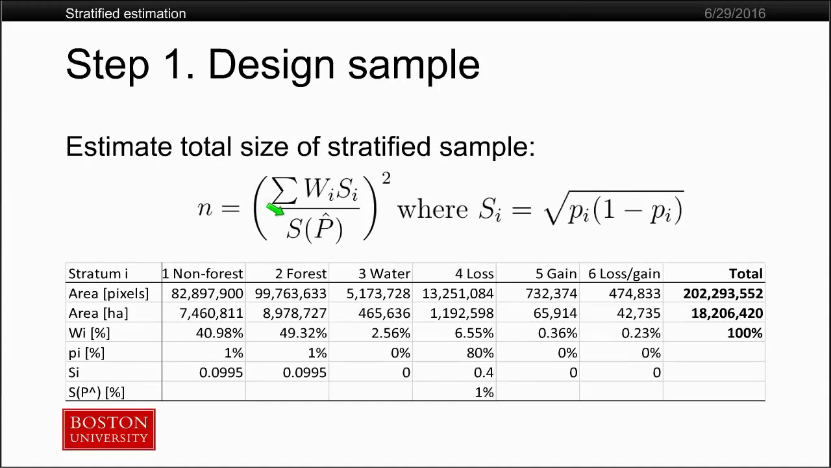We know that from the map. And then we have this SI parameter that I'm not going to talk about. You can read about it. But the most important variable in this equation is this down here. In this particular case, the area of forest loss, according to the map, is 6.5%. I'm going to set my target standard error to 1%, meaning a confidence interval about 2% of the total area. So that's what I'm going to try to achieve.